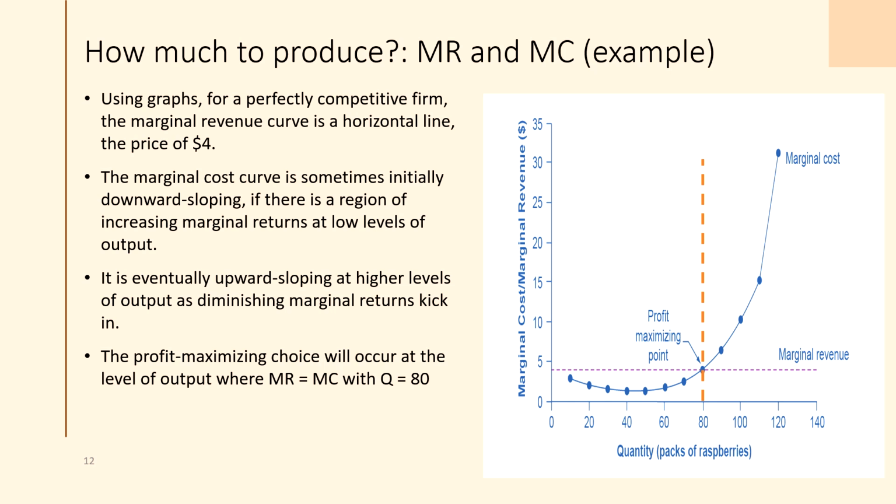Now let's interpret the right graph. The marginal revenue curve is a horizontal line at the market price, $4. The marginal cost curve slopes downward at first and then upward. Based on the MR equals MC rule, the intersection of MR and MC determines the optimal profit maximizing quantity, which is 80 units.